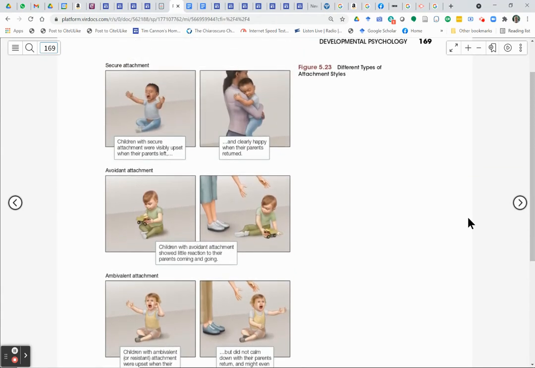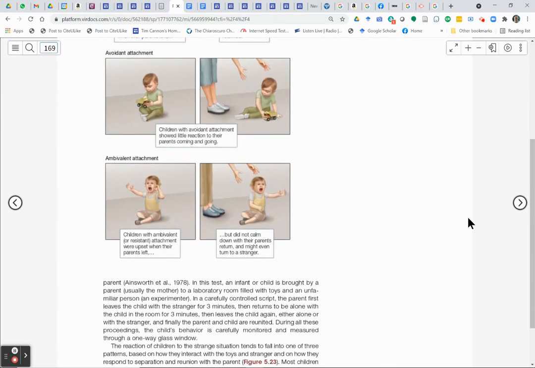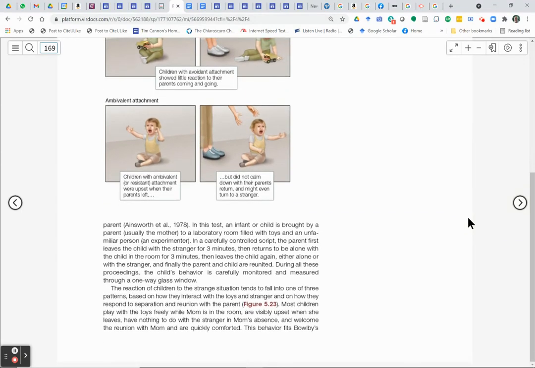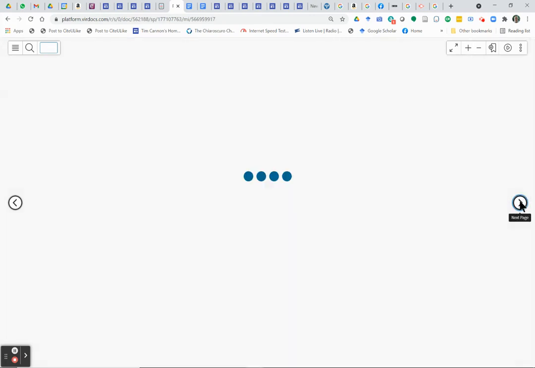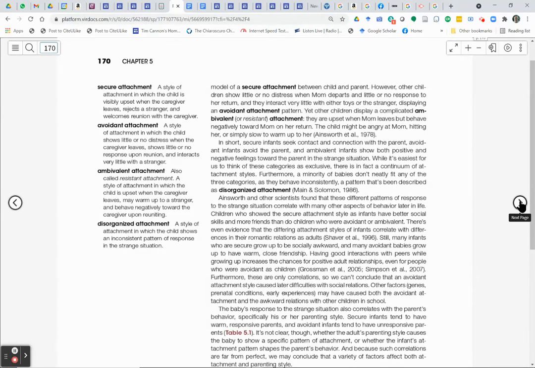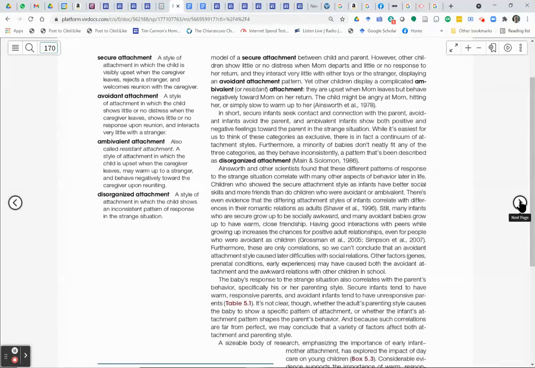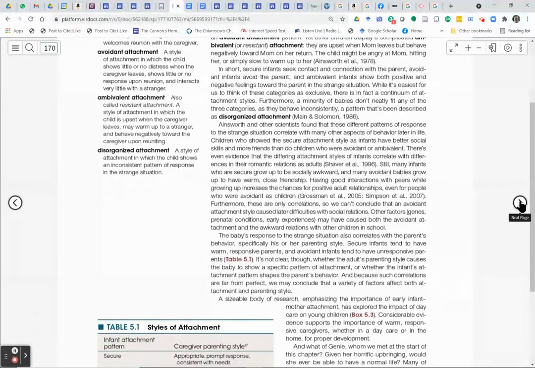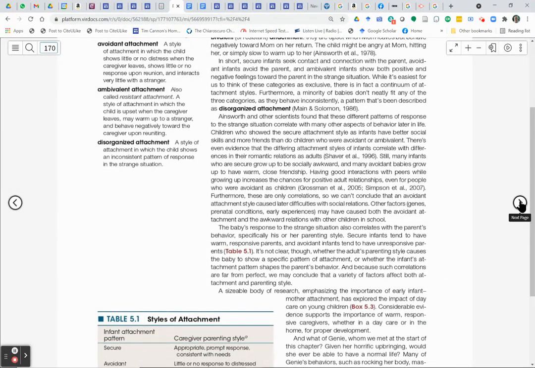This has been pretty well supported, and it's related to later characteristics of children, even into adulthood. It's not written in stone what's going on here. The environment definitely can still play a role and change how you turn out. And they're described on this page. And disorganized attachment is another one, not from Ainsworth.